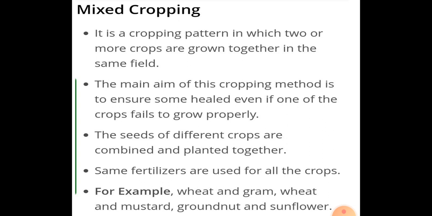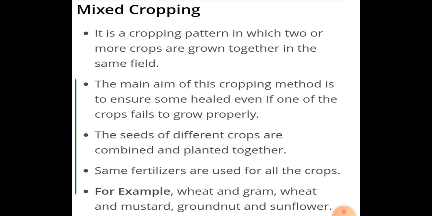So this is the main advantage of mixed cropping कि किसी वजह से किसी एक क्रॉप ने अगर यील्ड नहीं दिया तो दूसरा क्रॉप यील्ड दे रहा है. That means the flow of production is maintained. Okay, the seeds of different crops are combined and planted together. The same fertilizers are used for all the crops. For example, wheat and gram are grown together, then wheat and mustard, groundnut and sunflower.